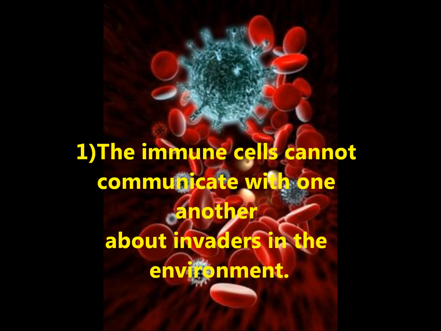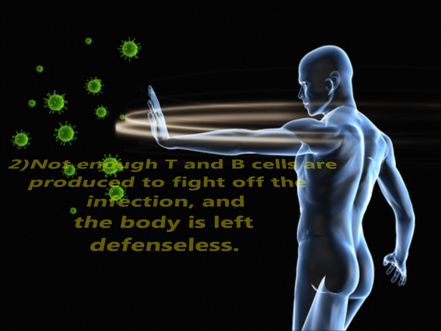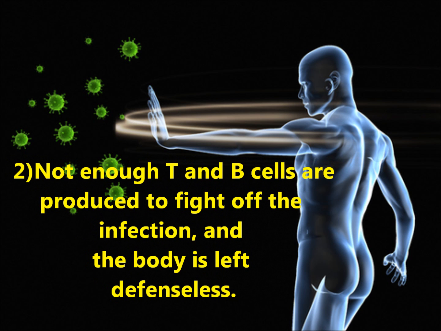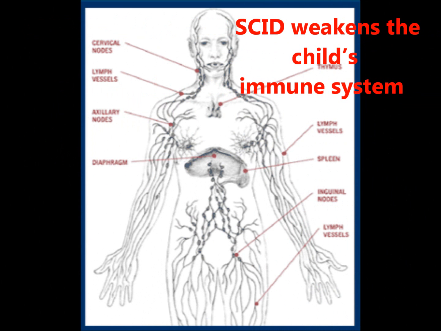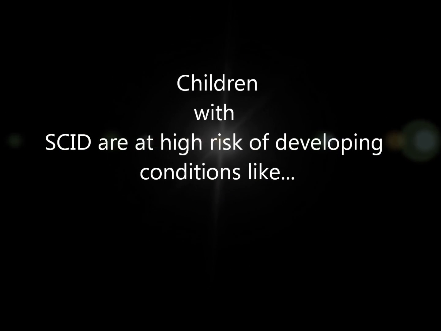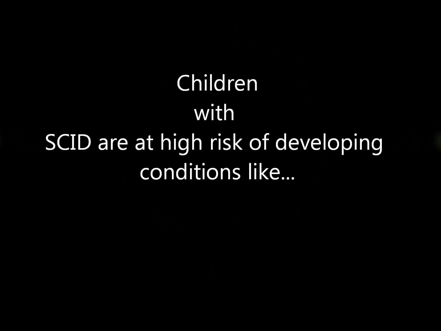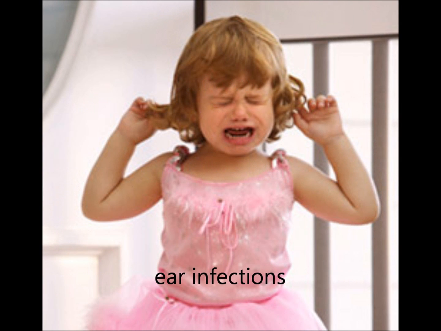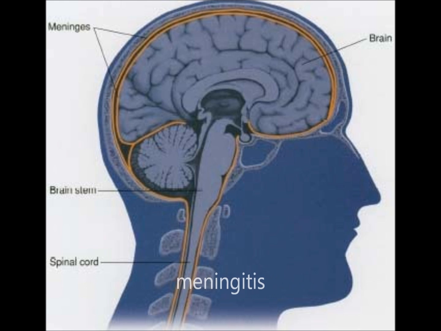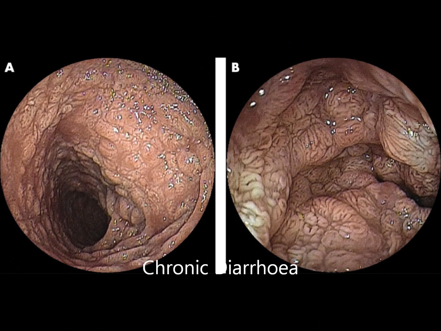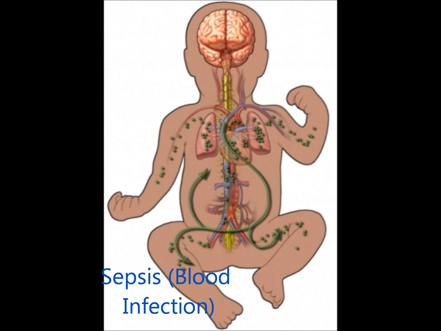The immune cells cannot communicate with one another about invaders in the environment. Not enough T and B cells are produced to fight off the infection, and the body is left defenseless. SCID weakens the child's immune system. Children with SCID are at high risk of developing conditions like ear infections, pneumonia, meningitis, chronic diarrhea, and sepsis.